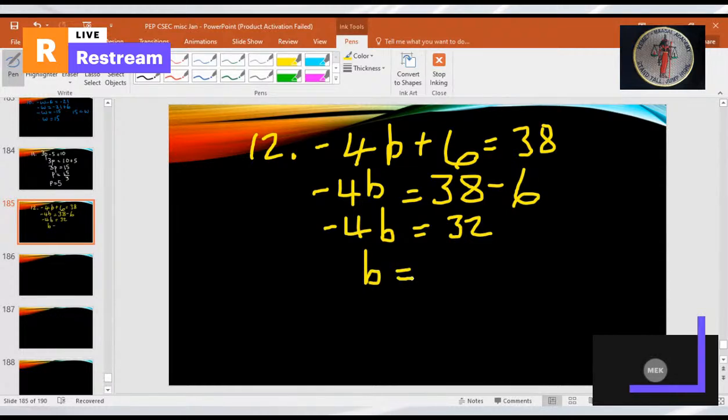If we add, when we move it, it becomes minus. If it is minus, when you move it across, it becomes plus. If you're multiplying, you're going to divide. If you divide, you're going to multiply. If you square, you're going to square root, and so on.